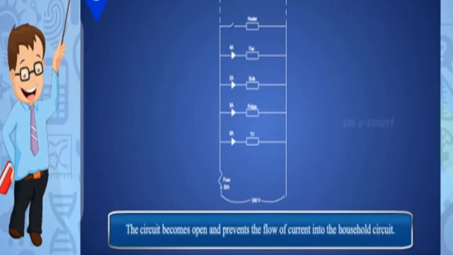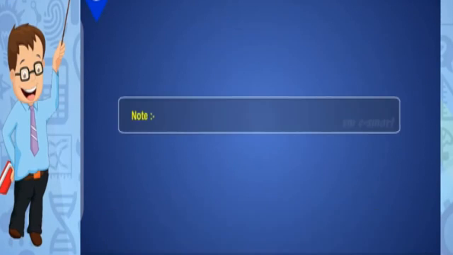The circuit becomes open and prevents the flow of current into the household circuit. So all the electric devices are saved from damage that could be caused by overload. Thus, we can save household wiring and devices by using fuses. Note: the value of overload current varies from household to household.